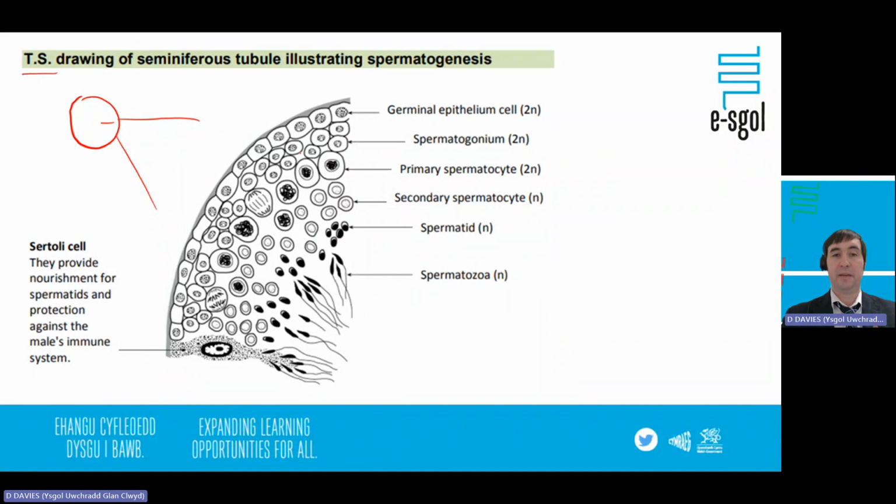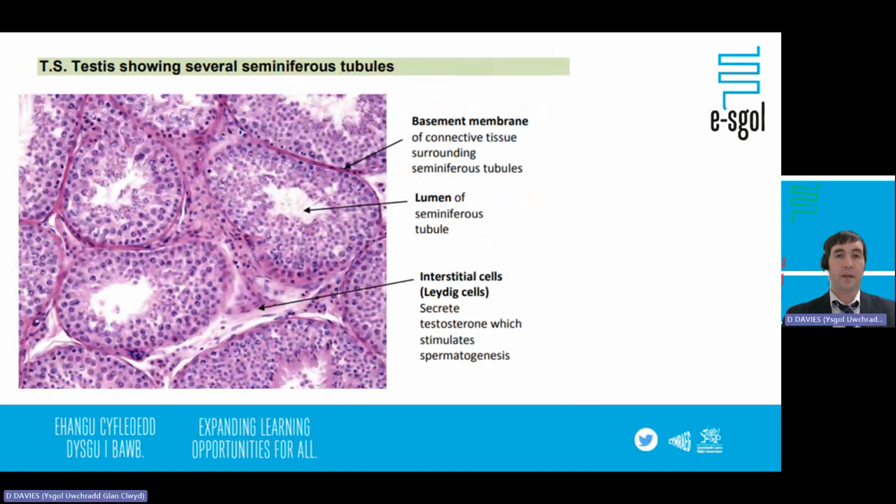TS drawing. You need to be able to identify these parts on a microscope drawing. That is showing several of them, a cross section across several seminiferous tubules. So that's the outline of the seminiferous tubule there. This is the lumen. We have your germinal epithelium here. These are your spermatogonium. These are your primary spermatocytes, your secondary spermatocytes, and then they go to your spermatids. Then the spermatids will mature in the epididymis.